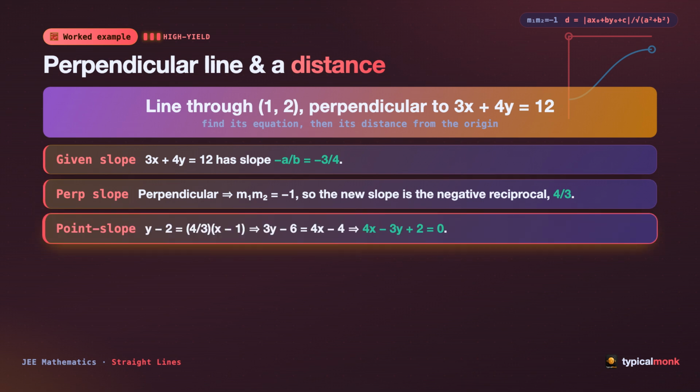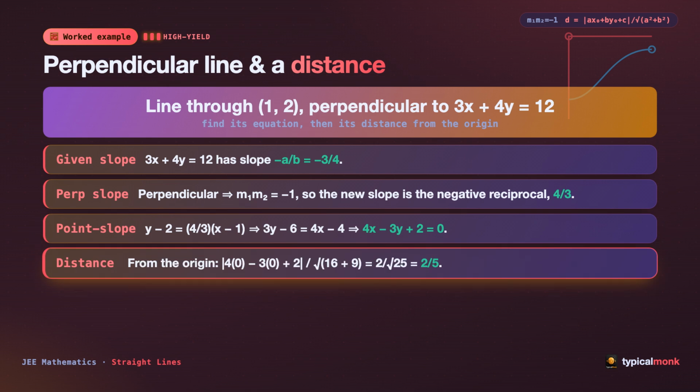Now point slope. y minus 2 equals 4/3 times x minus 1. Multiply through by 3. 3y minus 6 equals 4x minus 4. And tidy up to 4x minus 3y plus 2 equals 0. Now the distance from the origin. Put in 0, 0: the modulus of 4 times 0 minus 3 times 0 plus 2 over the square root of 16 plus 9. That is 2 over the square root of 25, which is 2/5.